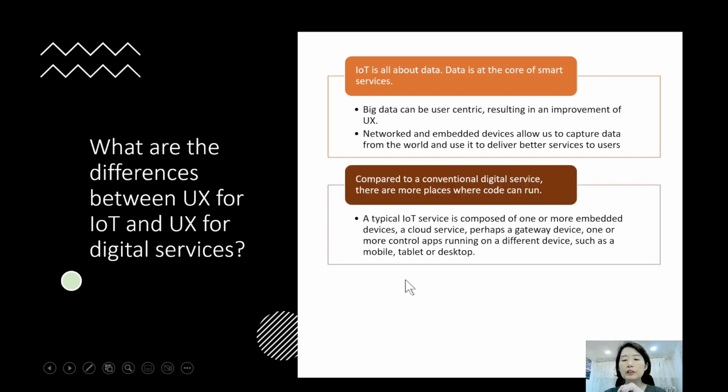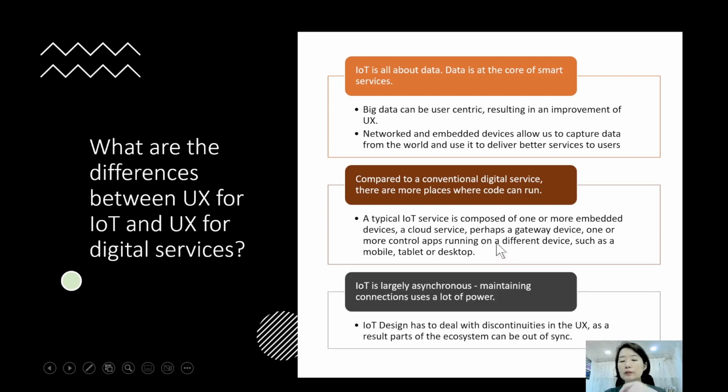Compared to a conventional digital service, there are more places where code can run. A typical IoT service is composed of one or more embedded services or devices, a cloud service, perhaps a gateway device, one or more control apps running on a different device, such as mobile, tablet, or desktop, and providing different services. And IoT is largely asynchronous.